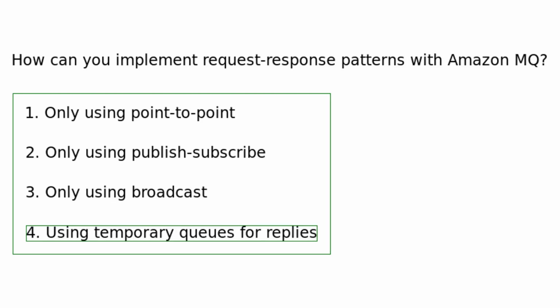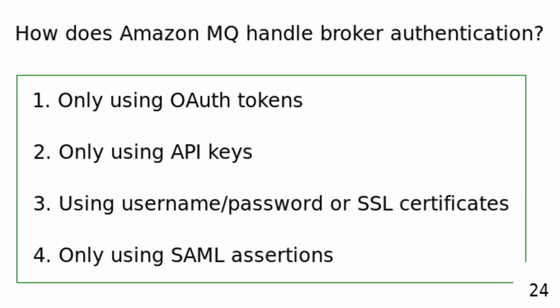Request response patterns in Amazon MQ often use temporary queues, where the requester creates a temporary queue for receiving the response. How does Amazon MQ handle broker authentication? Only using OAuth tokens. Only using API keys. Using username, password or SSL certificates. Only using SAML assertions.